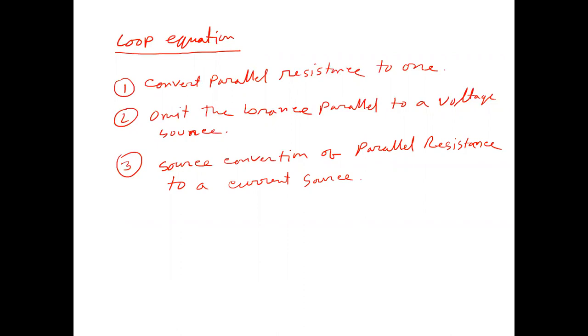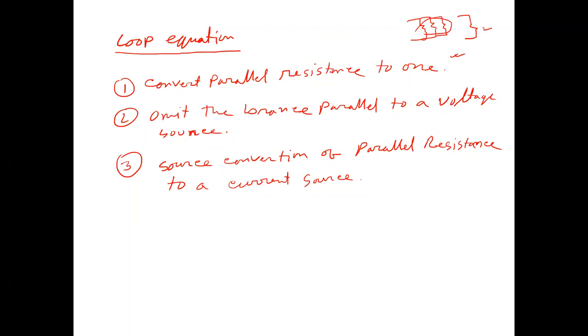Clear? This is the third point. At first, convert parallel resistance to one. Suppose you have two or three parallel resistances. At first, convert these two or three parallel resistances to one resistance. Suppose this is your parallel, this one parallel resistance, this one parallel resistance. So at first, these three parallel resistances convert to one resistance. Okay, three to one.